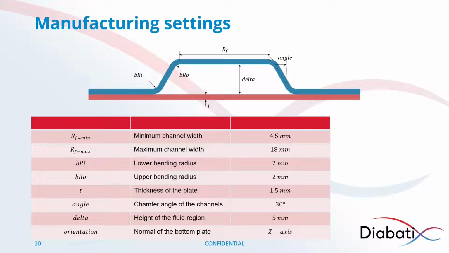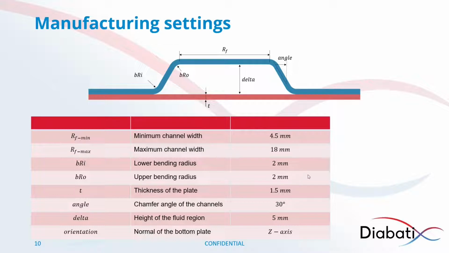cover plate, let's say so only this part. In this case, there is a minimal channel width of 4.5 millimeters. Again, this is measured on the top. This means that here and here, that's much wider. Maximum channel width again is 18 millimeters. That's again measured here on the top.